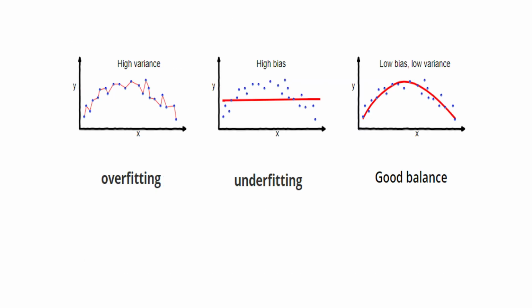So this is the graph for overfitting, underfitting, and good balance. High variance means the model suffers fluctuations and faces some problems on the test data, but it works well on the training data set. In that case, the variance will be high. The graph will be like this.